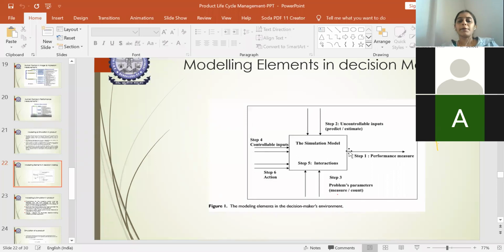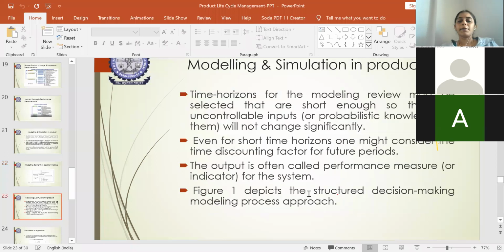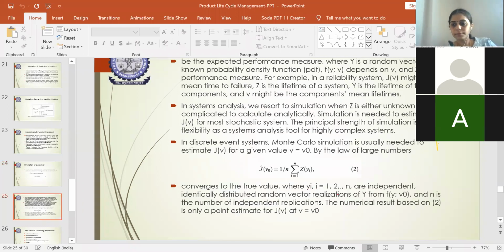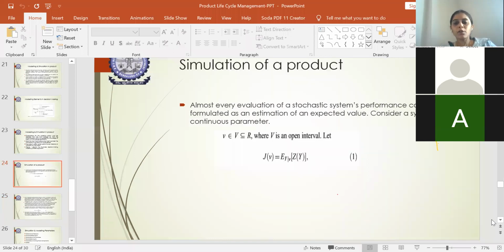So you should be able to explain this strategy when they ask you how decision making is done in a modeling system. The same thing has been explained over here. Usually for a simulation of a product, we use an equation here, which is always acceptable for stochastic system performance, where J of mu will be equal to E suffix y of mu into Z times of y. That is the equation we usually use for any stochastic system.